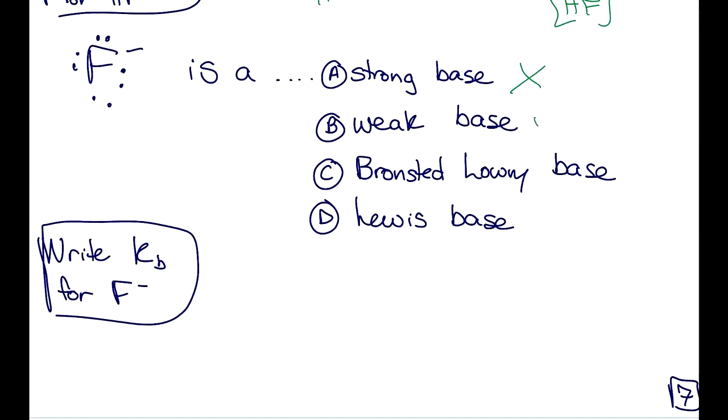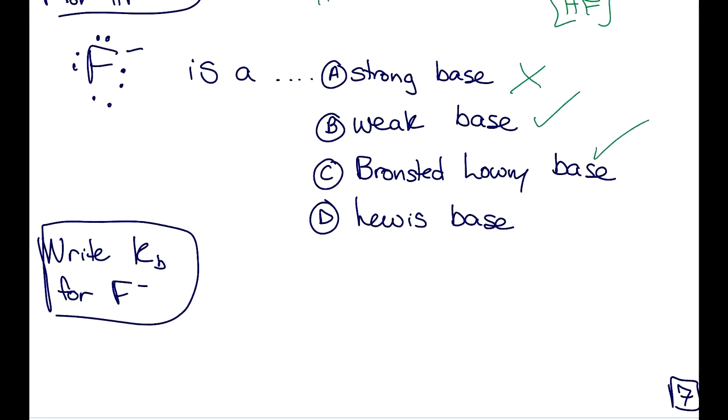Yes, it is. We looked at it here. We put sodium fluoride in water and we saw it turned it basic. It's a weak base. Is it a Bronsted-Lowry base? What do Bronsted-Lowry bases do to protons? They accept them. Can this F minus accept a proton? Yes, it can, so it is a Bronsted-Lowry base.